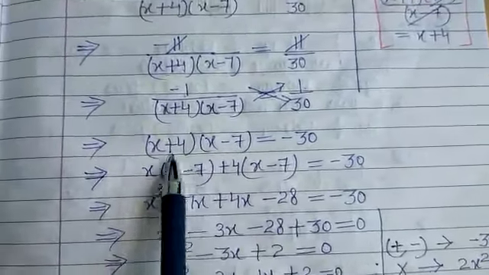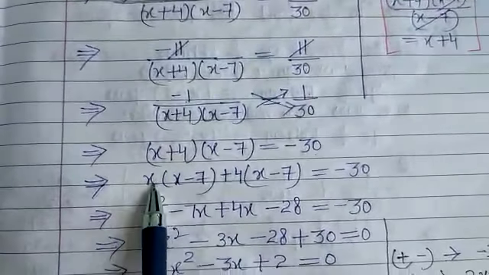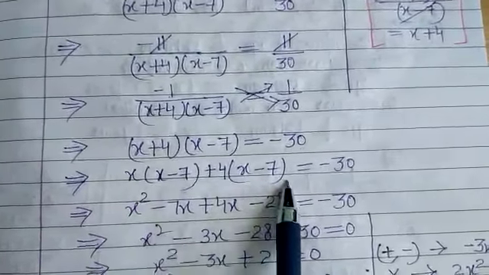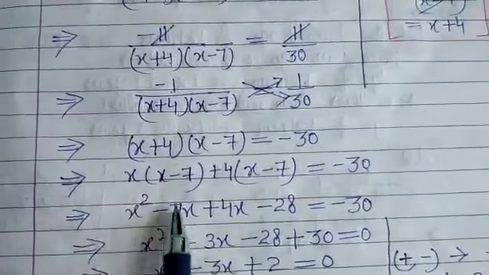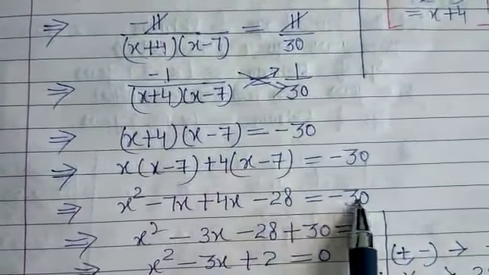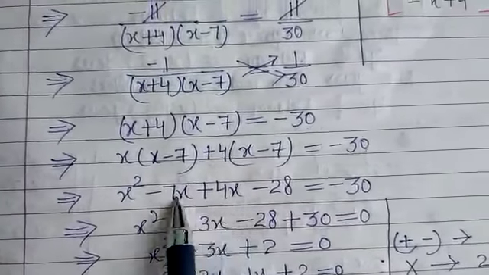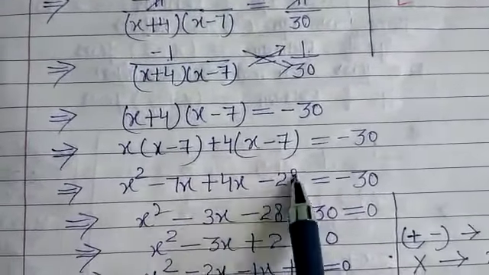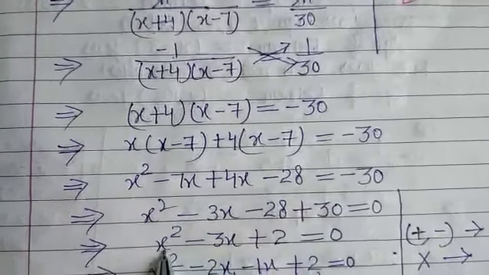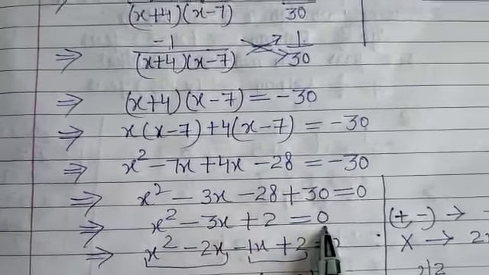On the left side we will multiply both the linear polynomials, x into x minus 7 plus 4 into x minus 7. So it is coming x square minus 7x plus 4x minus 28 is equal to minus 30. We will collect the like terms: minus 7x plus 4x is minus 3x, minus 28 plus 30 is 2. So it is coming x square minus 3x plus 2 is equal to 0.